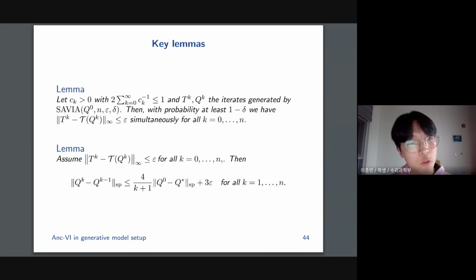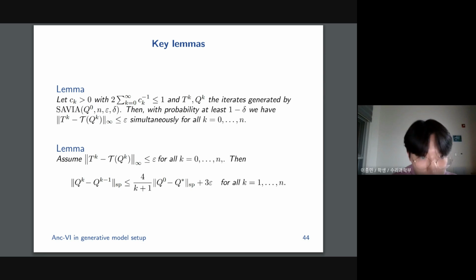And there are two key lemmas to prove to obtain the previous result. The first lemma basically says that under our setup, with high probability, the TK, which is the empirical output of the Bellman operator, and the real output of the Bellman operator, which is calligraphic T QK, are not that different. It is always small. That span-seminorm of the difference is always smaller than epsilon simultaneously for all k.